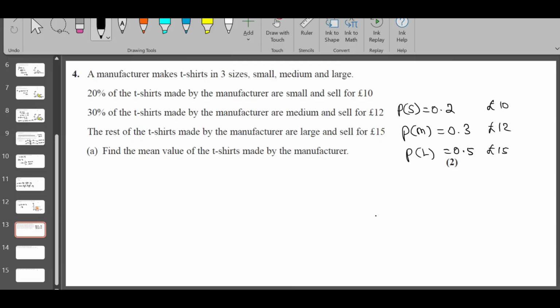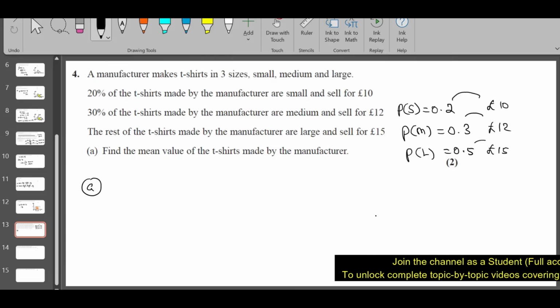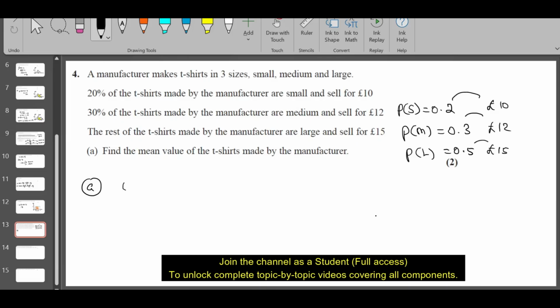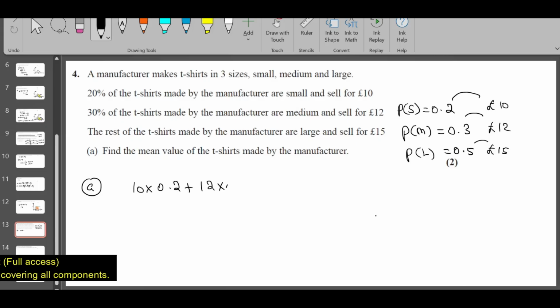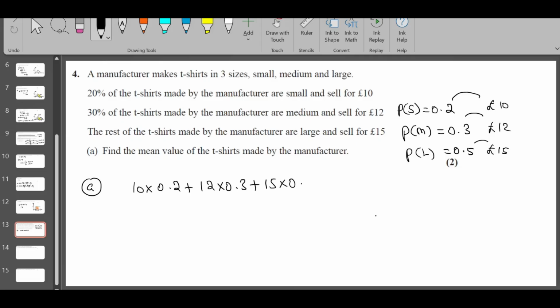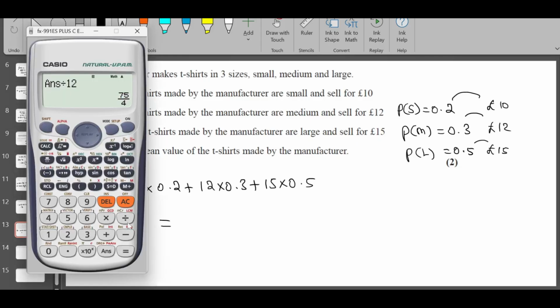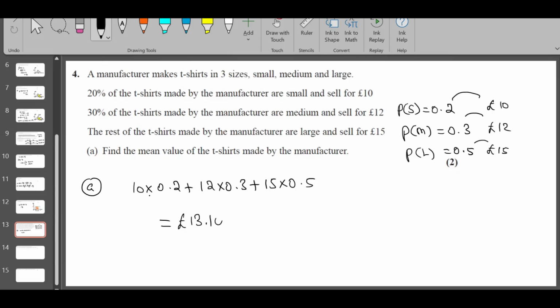Find the mean value of the t-shirts made by the manufacturer. The mean value is: take the value, multiply by the probability, and add them. So 10 times 0.2 plus 12 times 0.3 plus 15 times 0.5, which is 13.10. Let's move on to part B. It's just a 2-mark question.